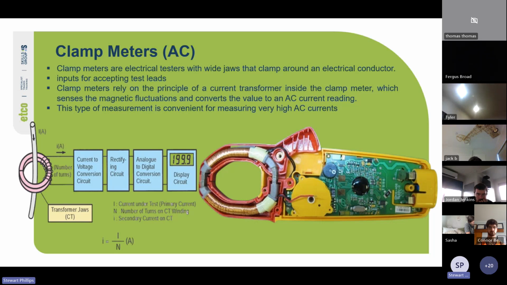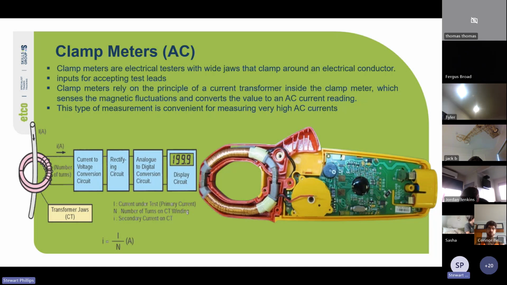That is one of the Fluke models, I believe. So yeah, it's basically a coil. It turns it into a sort of transformer, where the clamp wraps around the cable and the cable induces a current into the windings through magnetic flux.